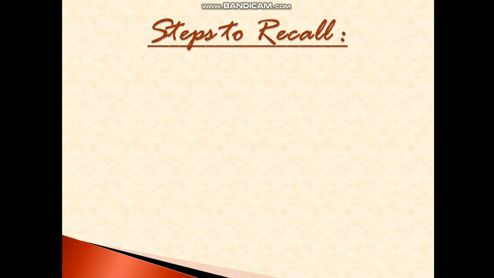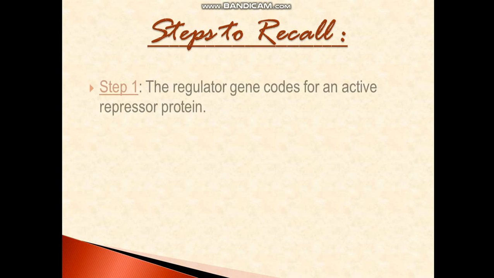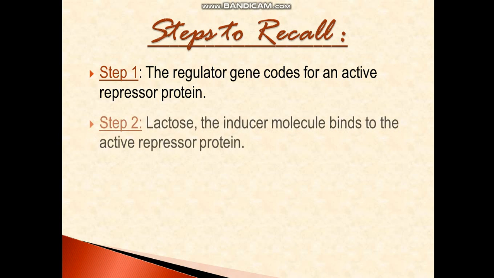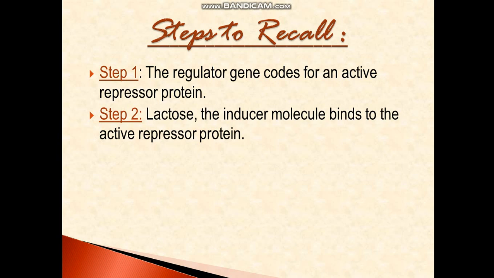Steps to recall. Again, we are recalling it from the very beginning. Step 1, the regulator gene codes for an active repressor protein. The regulator gene forms an active repressor protein. Second step, lactose, which is an inducer. Inducer because it is inducing the synthesis of the 3 enzymes.